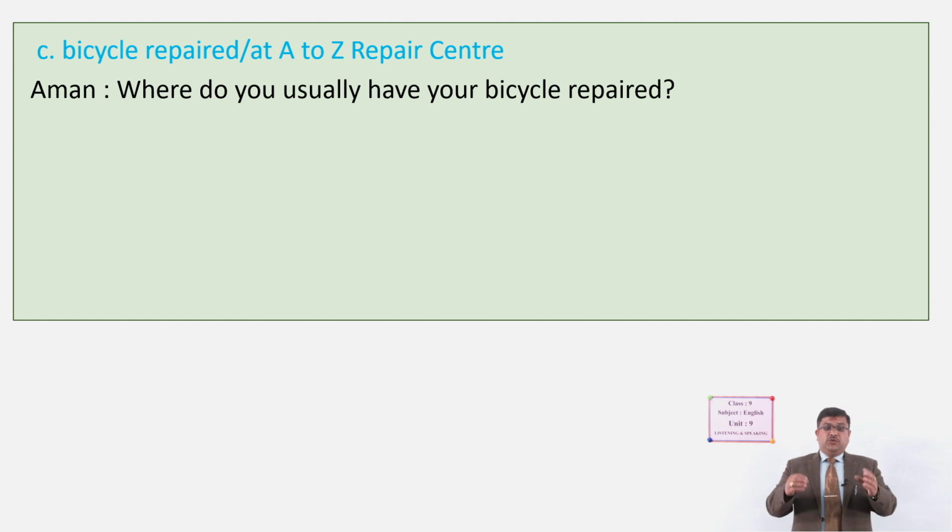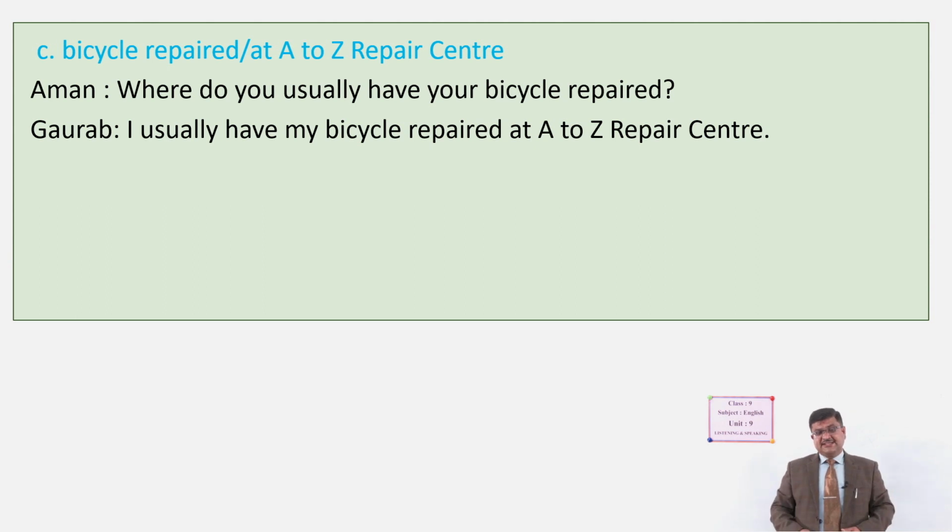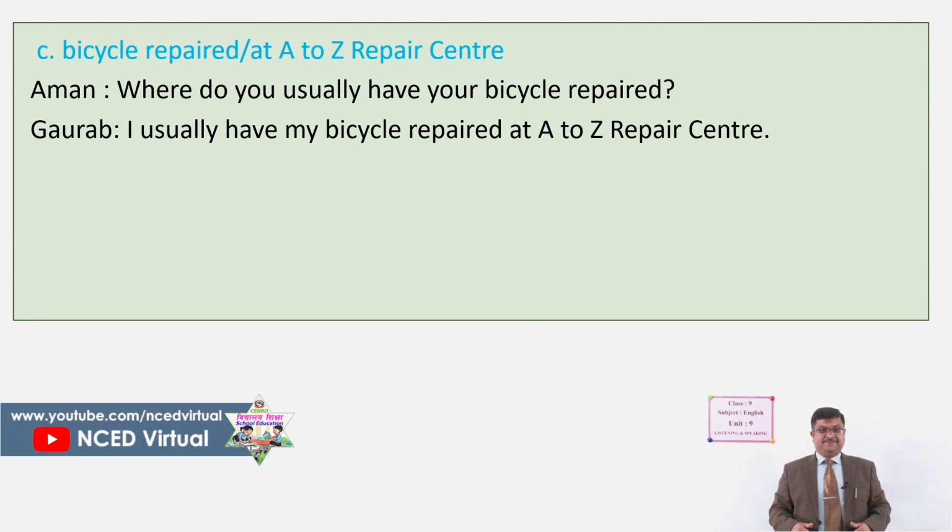Aman, where do you usually have your bicycle repaired? So in this sentence, dear student, you may find out the use of have with object, and after the object, there is the use of V3 verb. And you have a question, as I have said already, why do we go to the repair center? Yes, Aman asks a question. Similarly, Gaurav replies with this answer, I usually have my bicycle repaired at A to Z repair center.